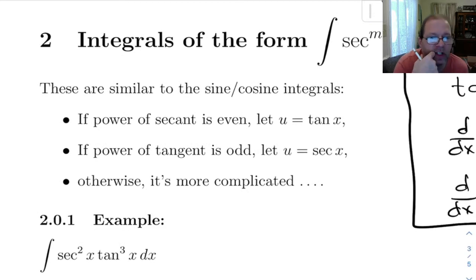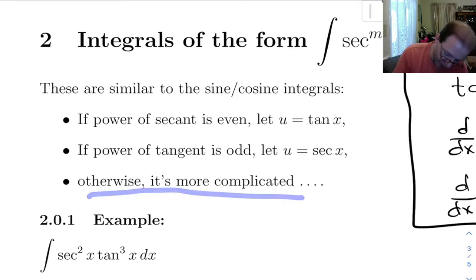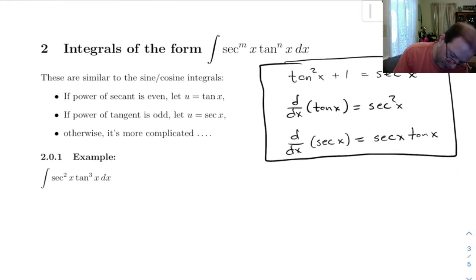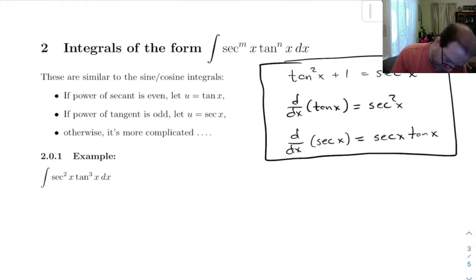If the power of secant is even, then you let u equal tan x. If the power of tangent is odd, you let u equal secant x. If both of those are true, you can pick either one. And if neither of those are true, then you're down here and things are going to be more complicated. So let's do this example here.